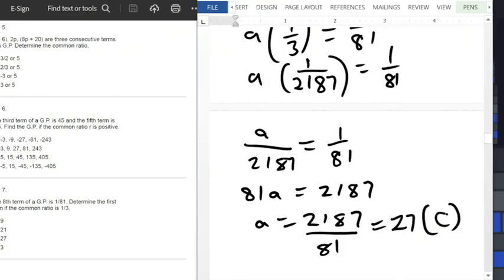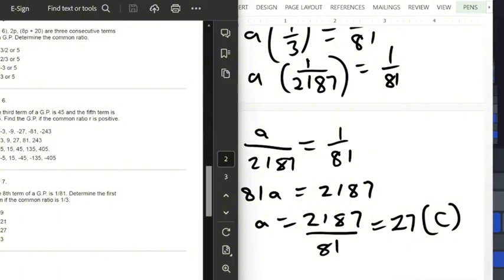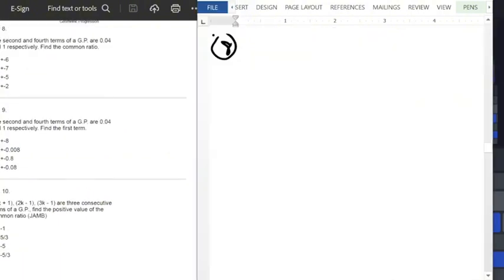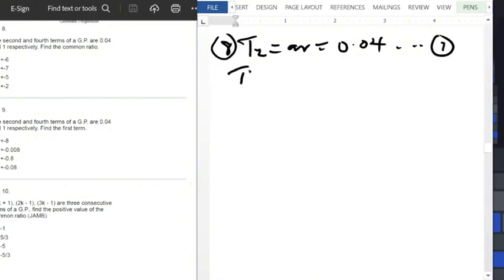Then question number 8. The second and fourth terms of the GP are given. The second, that is T2, which is ar, equals 0.04, equation 1. Then the fourth term, T4, which is ar raised to the power 3, equals 1. So find the common ratio.